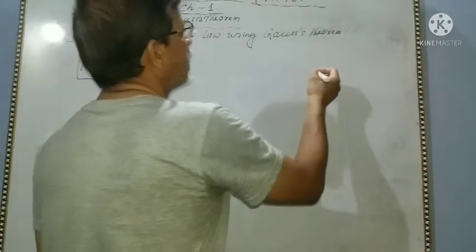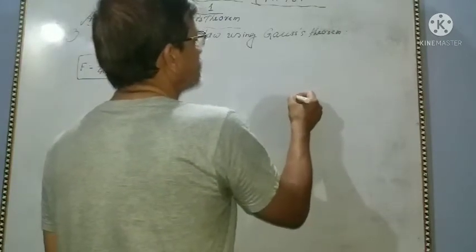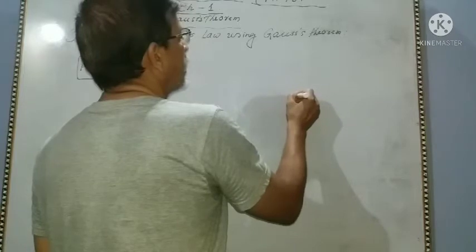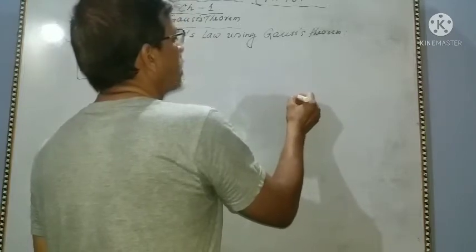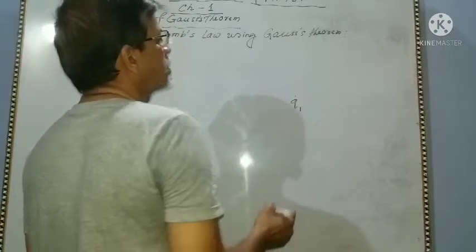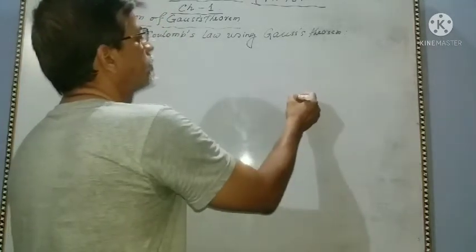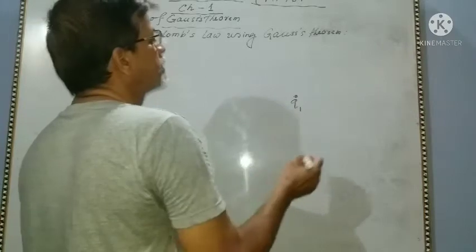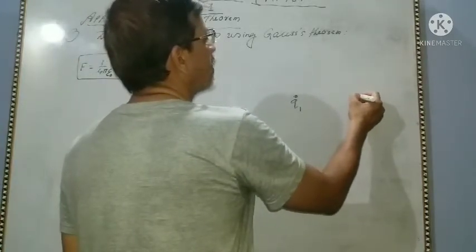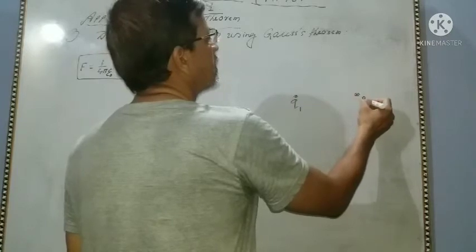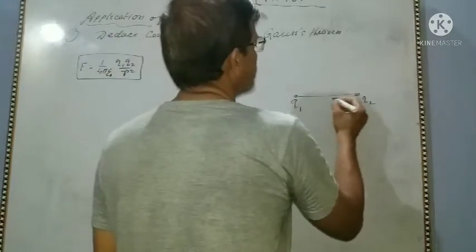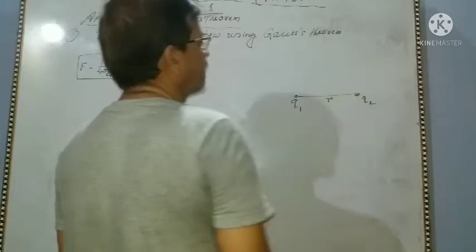See, here there is a charge Q1, say positive charge. There is another charge, plus charge Q2, and the distance between them is r.